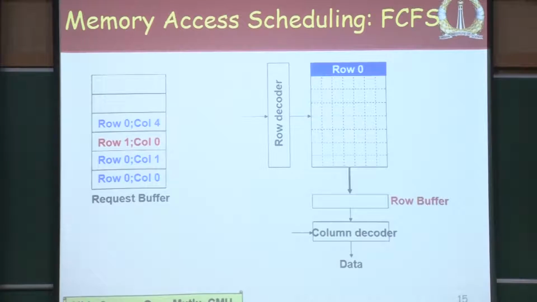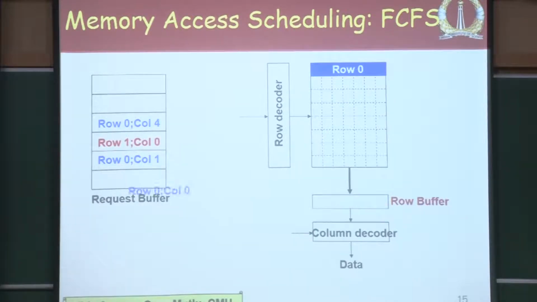So, let us focus on a specific bank, and let us say these are the sequence of requests that it receives in that order. This is the first request, this is the second, third, fourth, and so on. And as it services these requests, newer requests might come in. So, the first request is to row 0, column 0 of a particular bank, and let us assume that initially the row buffer is empty or it contains something else.